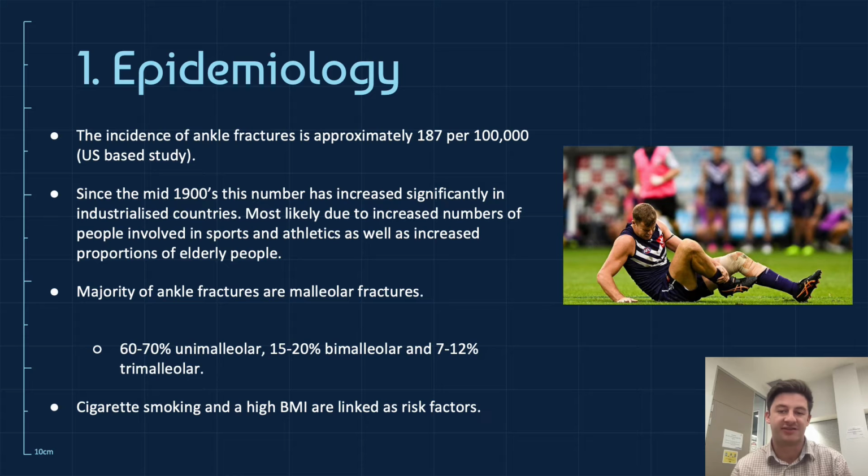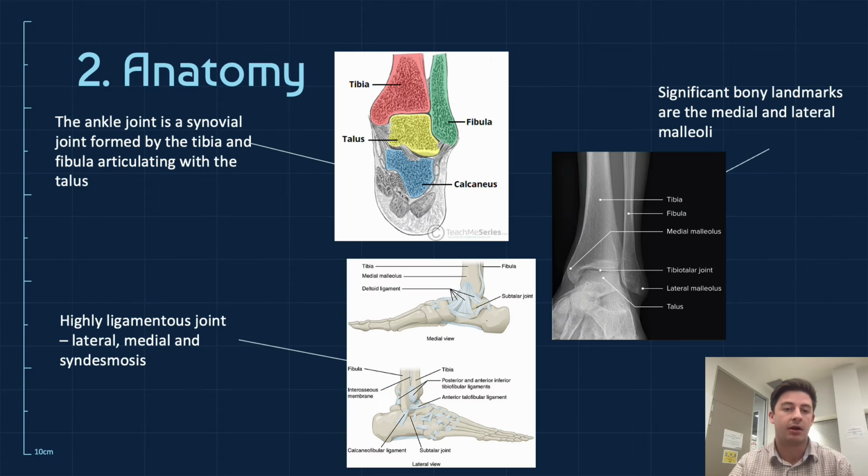In terms of some risk factors for ankle fractures, cigarette smoking and a high BMI have been linked. And interestingly, bone density, which is quite commonly linked to a lot of other common fractures like wrist fractures, has no actual correlation, which was an interesting finding.